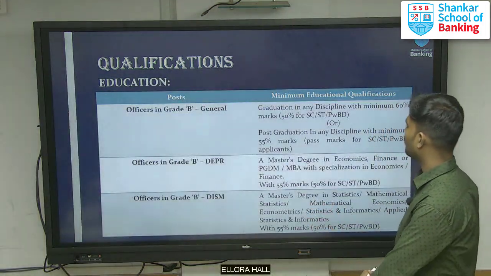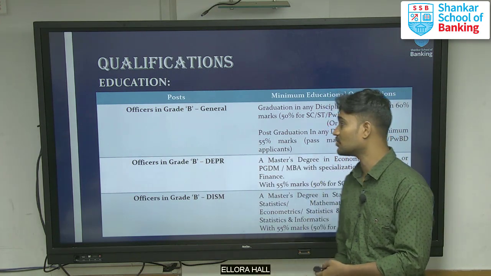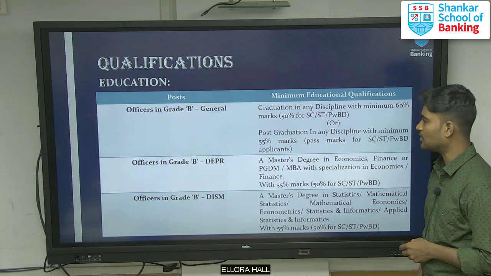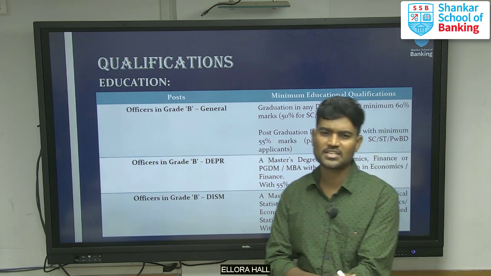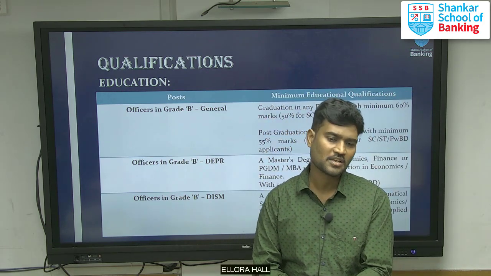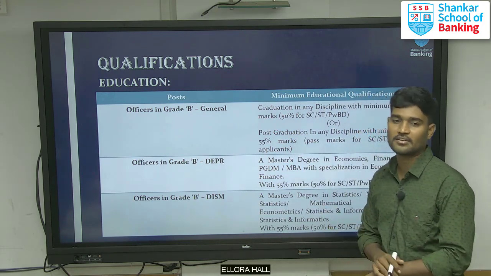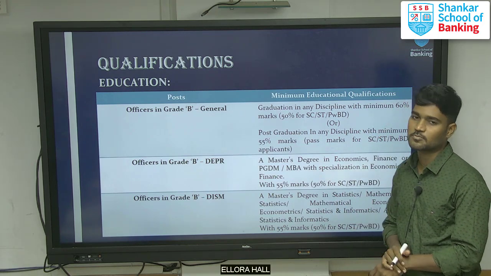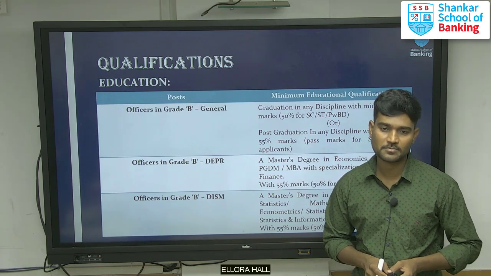Next, what is the minimum qualification required to fill the form? Graduation in any discipline with a minimum of 60% marks. This 60% is mandatory. Many ask about CGPA. If it is 60%, then it means 6.75, so you have to secure 6.75 out of 10 CGPA.